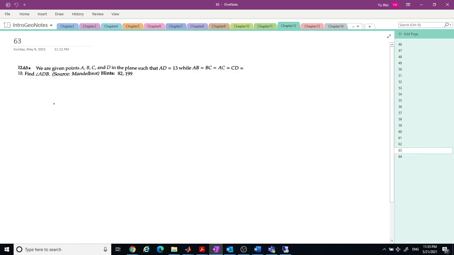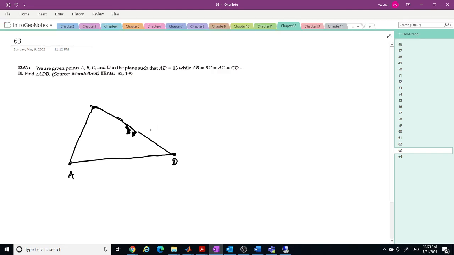So next, we are given points A, B, C, D in the plane. We are given AD equals 13. Then we have ABC, ABC, CD.